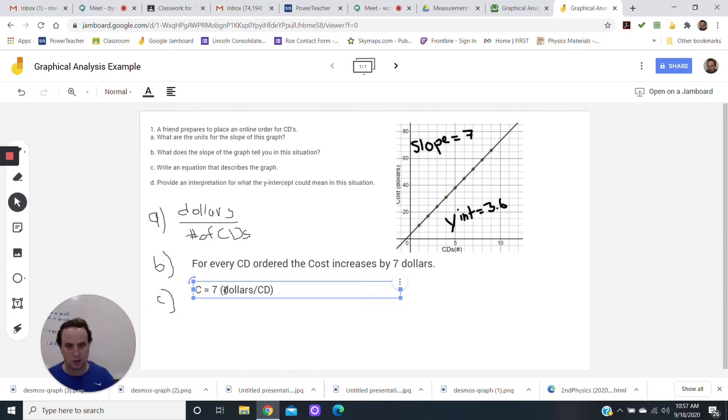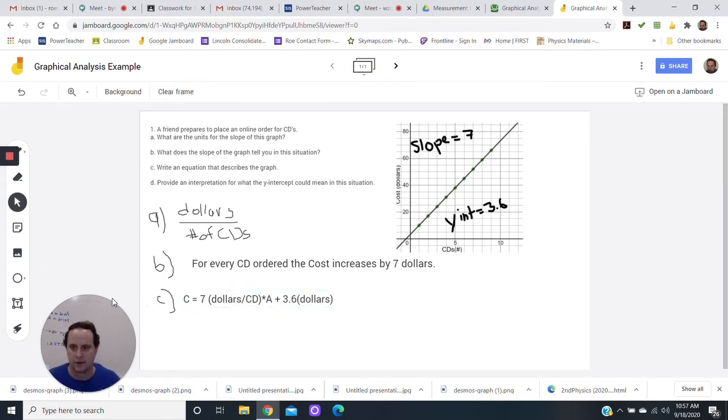Times the number of CDs, so the amount of CDs, I'll do A for that, plus, and the y-intercept is 3.6, and the units for the y-intercept would be dollars. So that would be my equation for that graph.